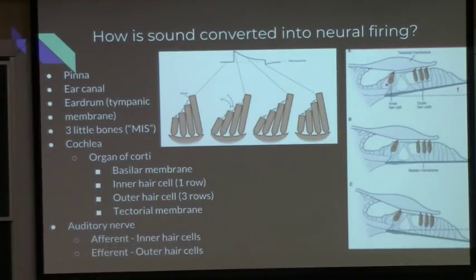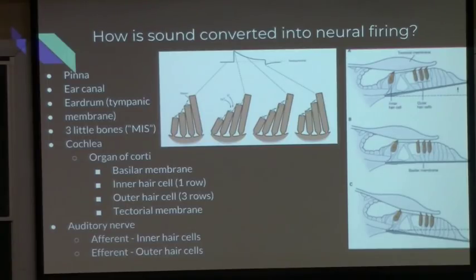Wait, isn't that inner and that's outer? Sorry, did I make a mistake? Okay, this is the outer, which is 3 rows, and the outer is the... Okay, maybe I made a mistake here. Let me check.